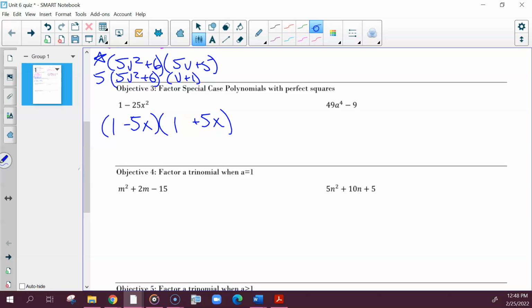Same thing with the second one. 49 is a perfect square, 9 is a perfect square. A to the 4th is an even exponent, so we can divide it by 2. So we're going to have 2 factors, and we have a plus and a minus. What times what gives us 49? 7 and 7. And then a to the 4th, we're going to split that in half, divide it by 2, so that would be a squared. And what times what will give us 9? 3 and 3. So that would be our final answer.